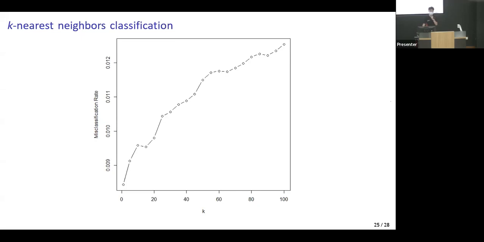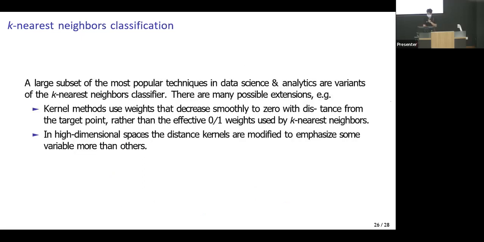okay? So if you join my class or any of the classes in data science or statistics next time, you will be able to learn how to evaluate the performance of your classifier, right? So here I have illustrated a little bit of that. And in conclusion, I would just like to reiterate what I said earlier about, in fact, a large subset of the most popular techniques in data science and analytics are variants of the K nearest neighbor classifier that we have just seen, right?